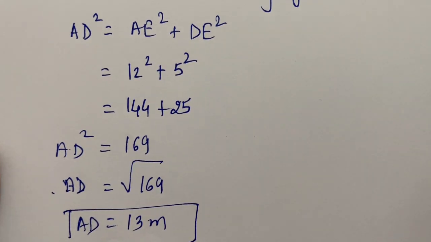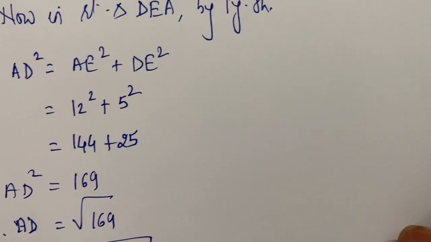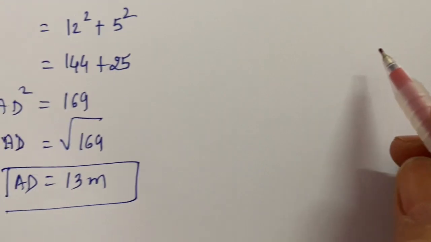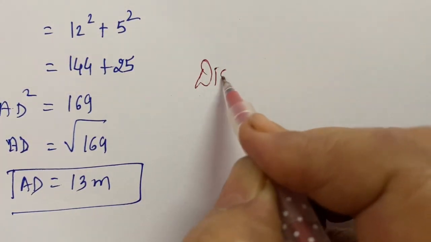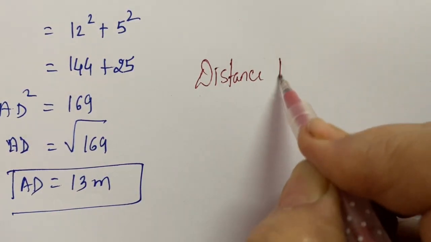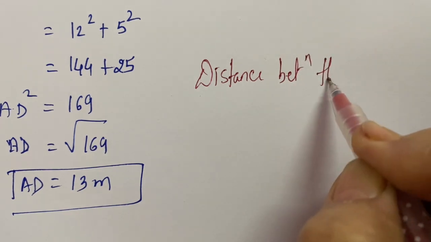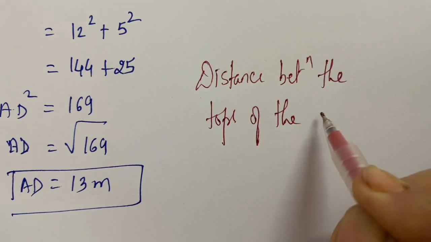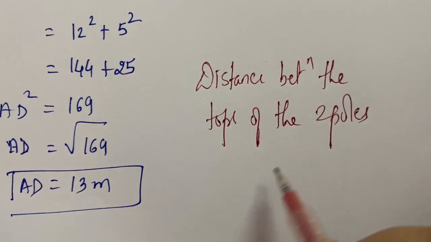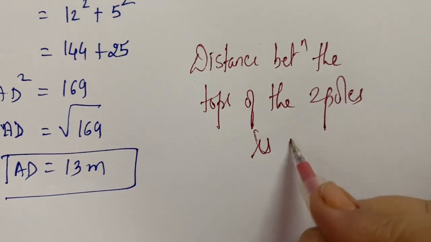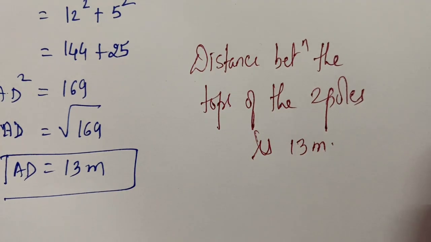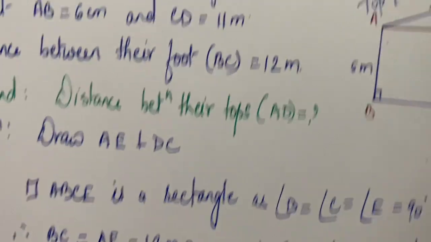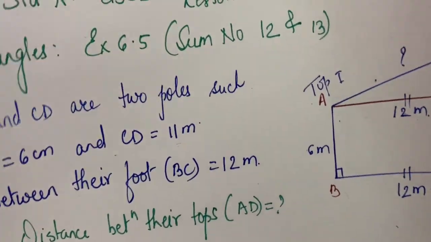So the distance between the tops of the two poles is how much? It is 13 meter. Fine. Okay. Now we move on to sum number 13.